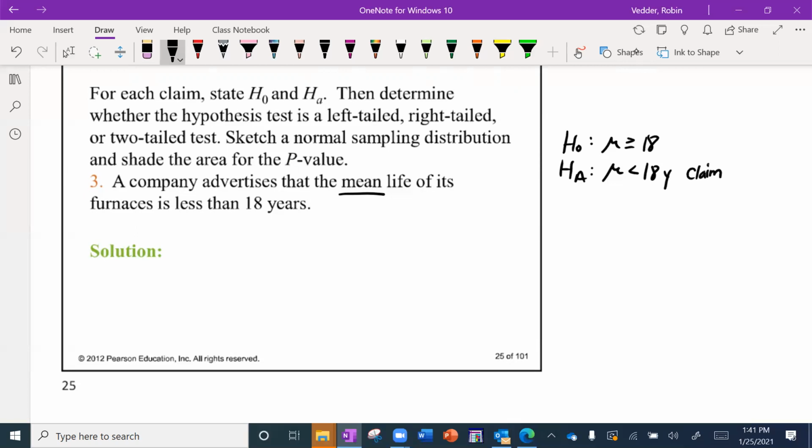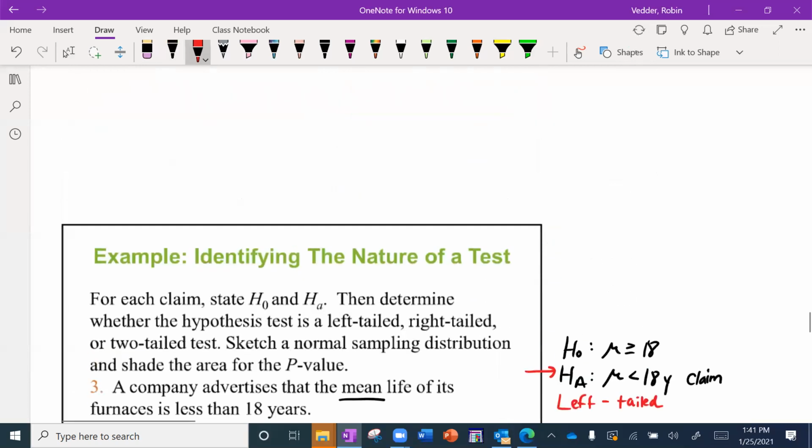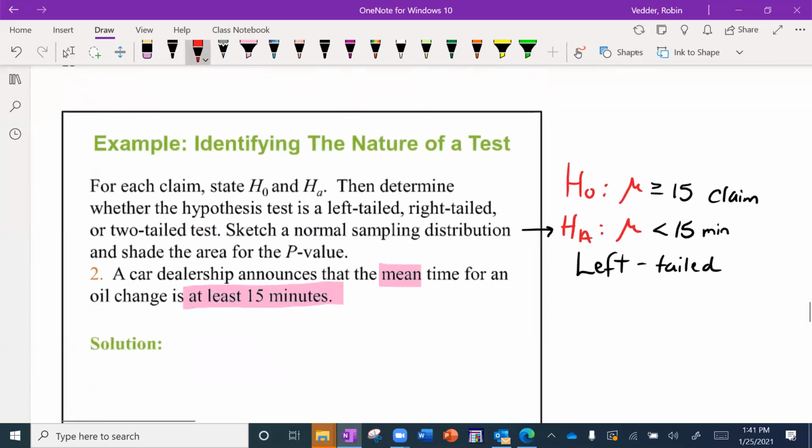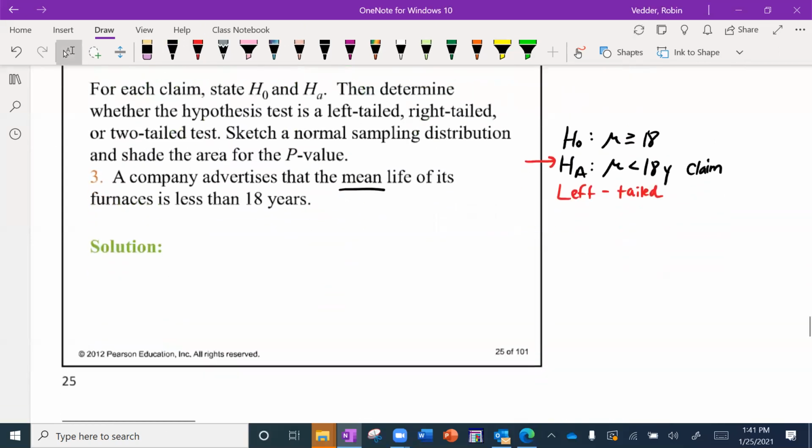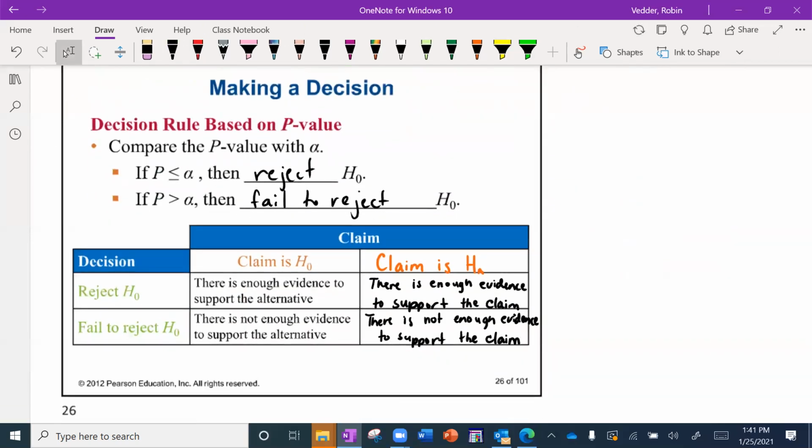All right. This one is also a less than. That's funny that they did both less thans. So what type of test is this one going to be? Left. Right. Interesting. Okay, I'm surprised they did both, but that's okay.